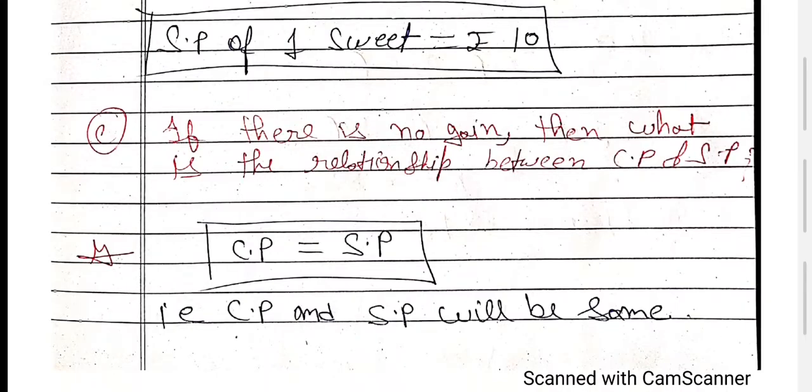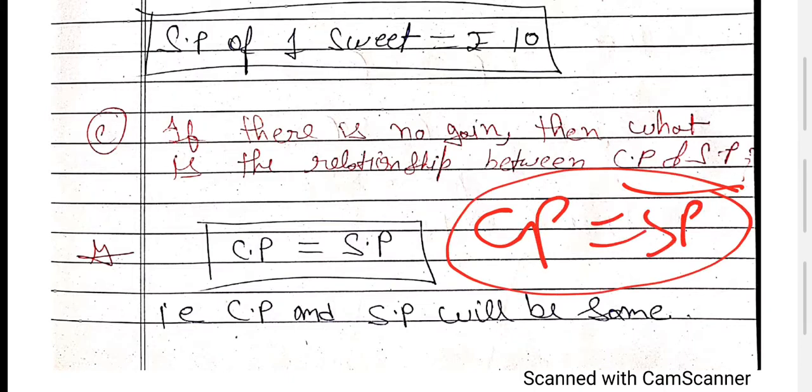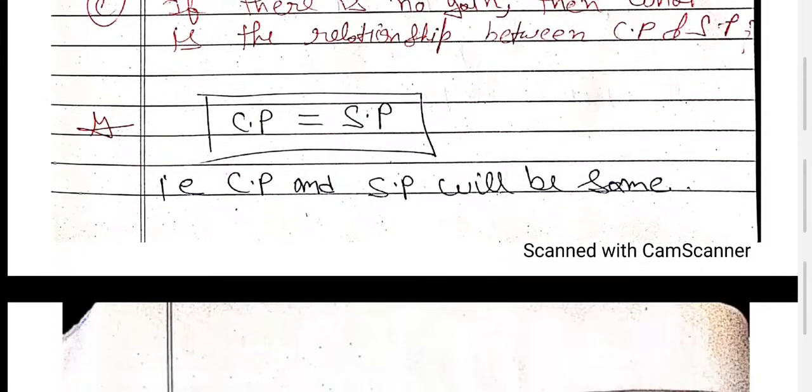Now come to C part. If there is no gain, then what is the relationship between CP and SP? If there is no gain, then what is the relation? Then CP is equal to SP. If they both are equal, then there is no profit and no loss. That is, CP and SP will be the same.